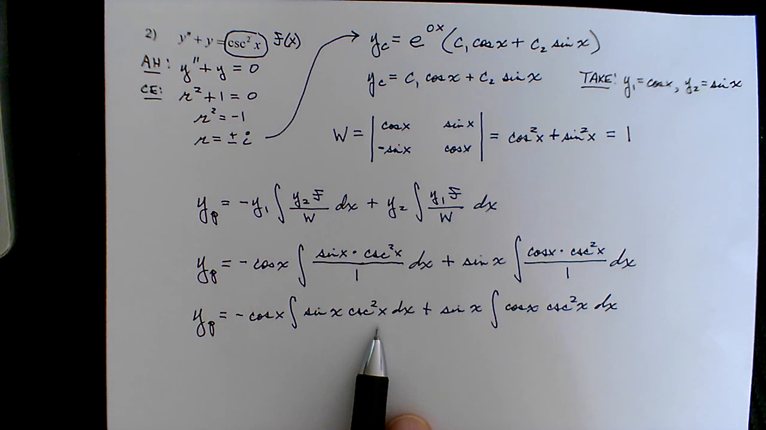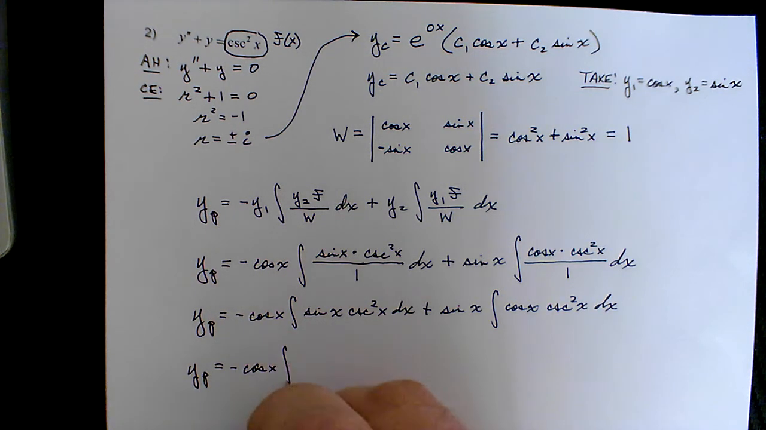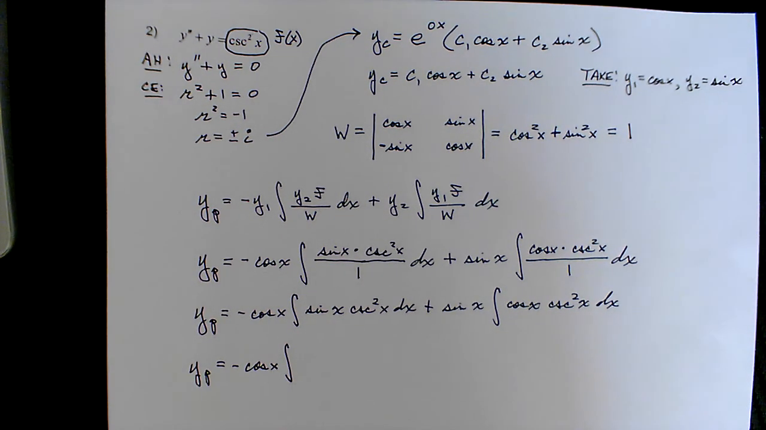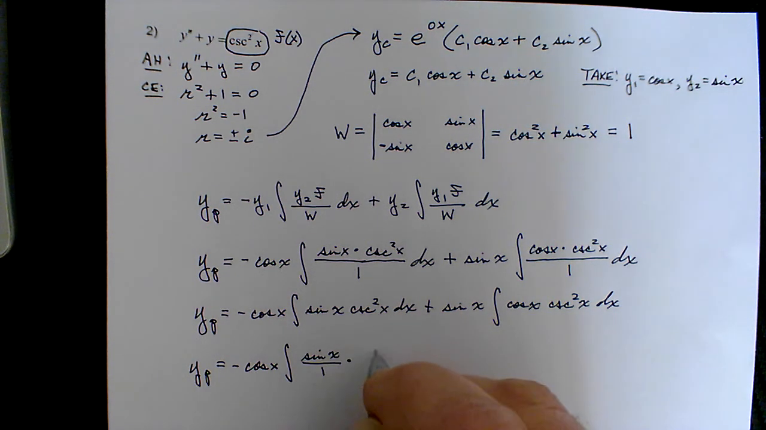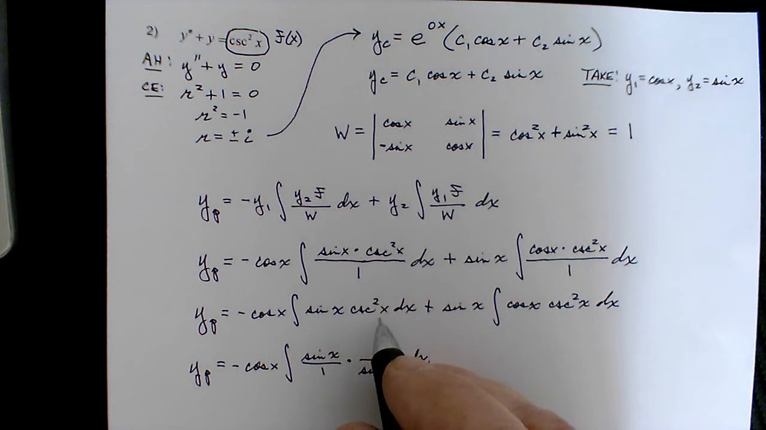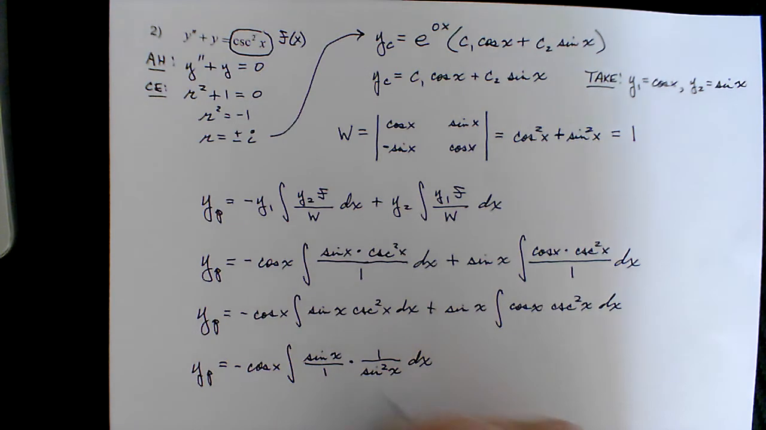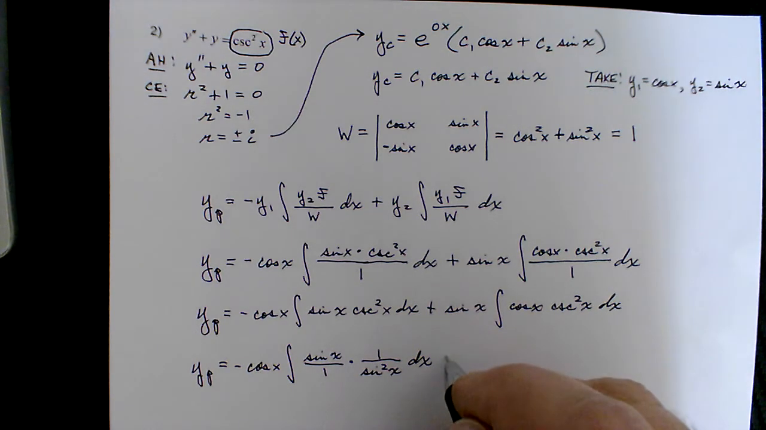And so, to begin with, a lot of times the identities that you use will just require you to change everything to sines and cosines. Let me see, if I write this as sine of x over 1, and then I write this as 1 over sine squared x, because the reciprocal of cosecant is sine. And then we can see you're going to get a cancellation there, so we'll do that in the next step.